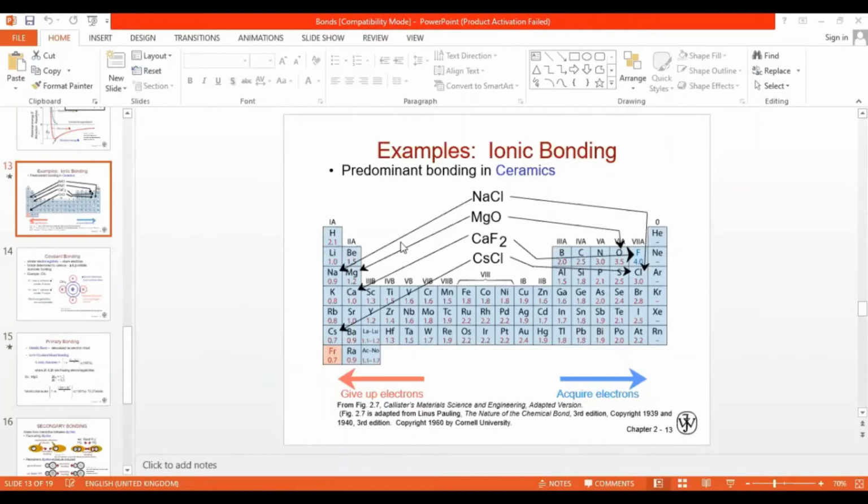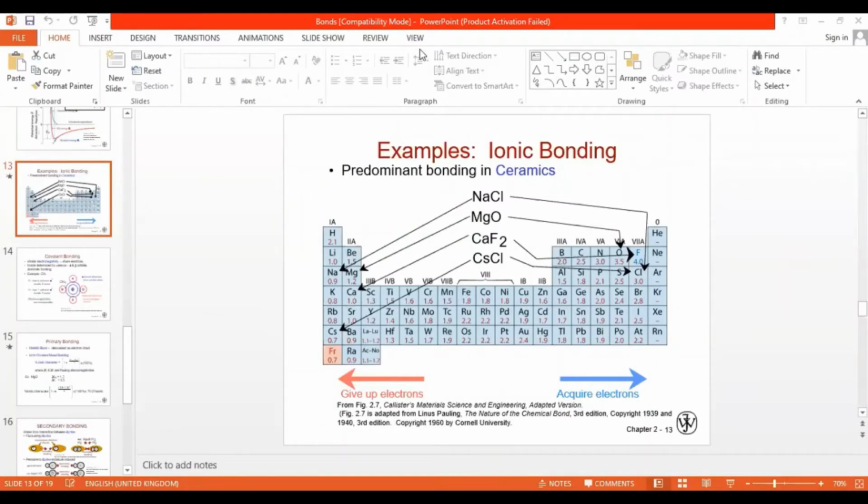So there are a few examples. NaCl. On this side we have Na, which has 1 electron to give, and on this side I have Cl, which also needs 1 electron, so they will form NaCl, right? And there you see Mg, which will lose 2 electrons, and O, which will gain 2 electrons, so that will form MgO, right?